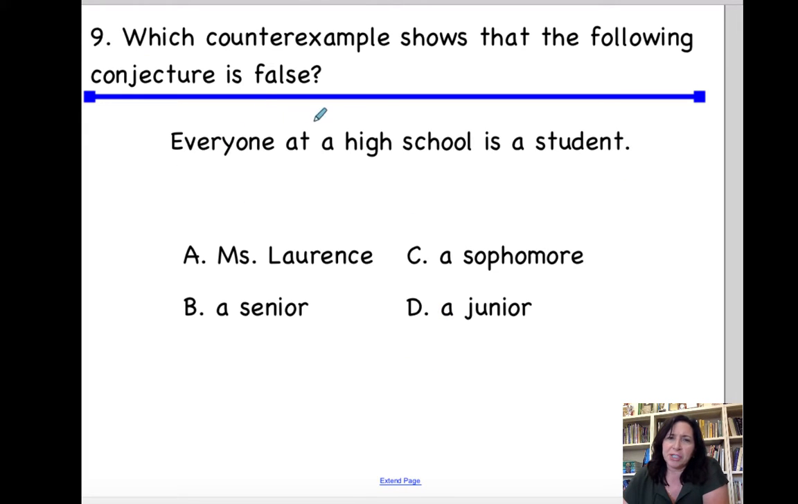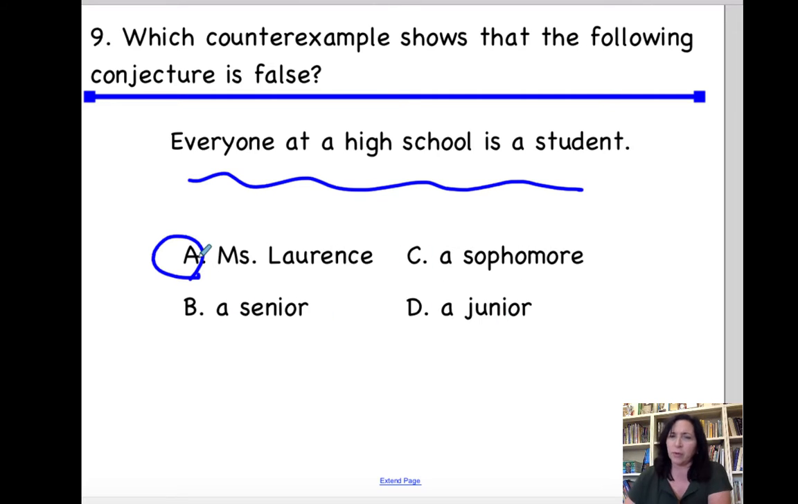The next question says, which counterexample shows that the following conjecture is false? Everyone at a high school is a student. So these are all students except for Mrs. Lawrence, who's not a student.